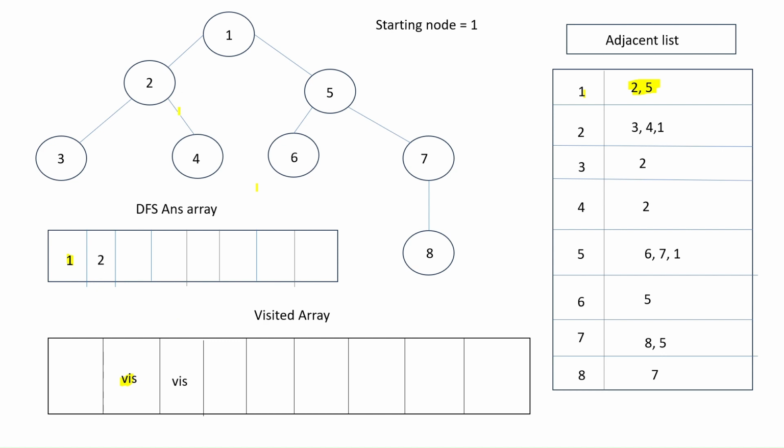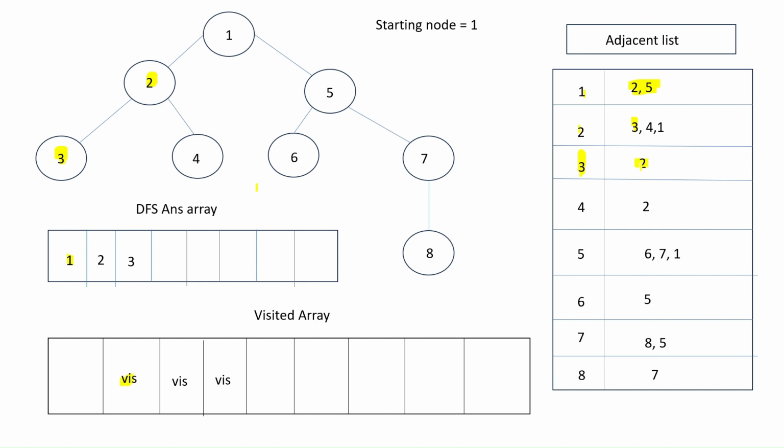Once this is done, I will check who are the adjacent of 2, because in depth first traversal we go by depth. So I will check the depth of 2. I can see that 2 has an adjacent of 3, so I will mark it as visited and put it into the answer key. Now I will check who are the adjacent of 3.